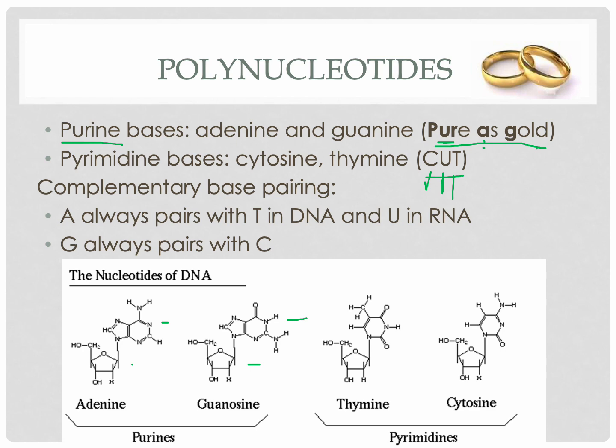The complementary base pairs: A is always going to pair with T in DNA. If you're looking at RNA, A is going to pair with U. G is always going to pair with C. In 9th grade biology, you were allowed to use A, T, U, G, and C, but now you need to make sure that you're actually using the names. So adenine is going to pair with thymine. If it's RNA, adenine is going to pair with uracil. Guanine is going to pair with cytosine.